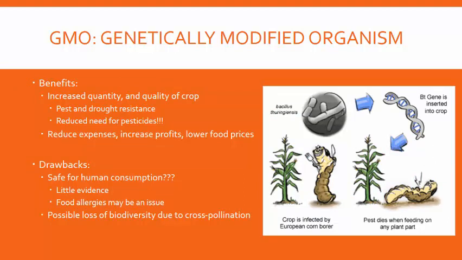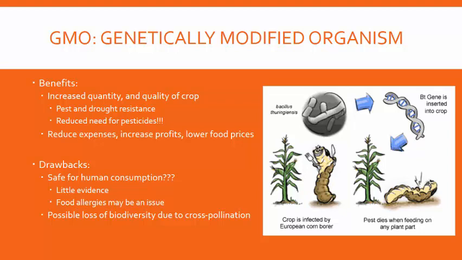This increases the amount of food that's able to be produced in the amount of land that we have. This also improves the quality of the crop. So now we have pest and drought resistant crops, which reduces the need for extra water and reduces the need for pesticides. This also reduces the overall expenses because we don't have to pay for that extra irrigation of the land and we don't have to pay for the extra chemicals. That's going to increase the profits for the farmer, and it's going to lower the food prices at the supermarket.